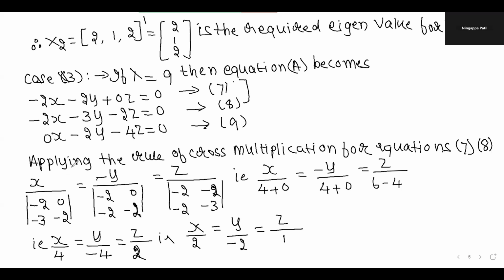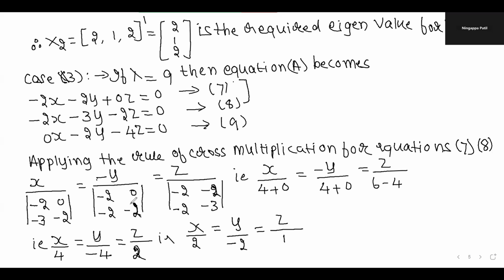The answer is the same. Applying the rule of cross multiplication for 7 and 8, you put the pen here. X divided by the determinant of minus 2, 0, minus 3, minus 2; minus y divided by the determinant minus 2, 0, minus 2, minus 2; and z upon the determinant minus 2, minus 2, minus 2, minus 3. Keep the pen here and you can write these things here.